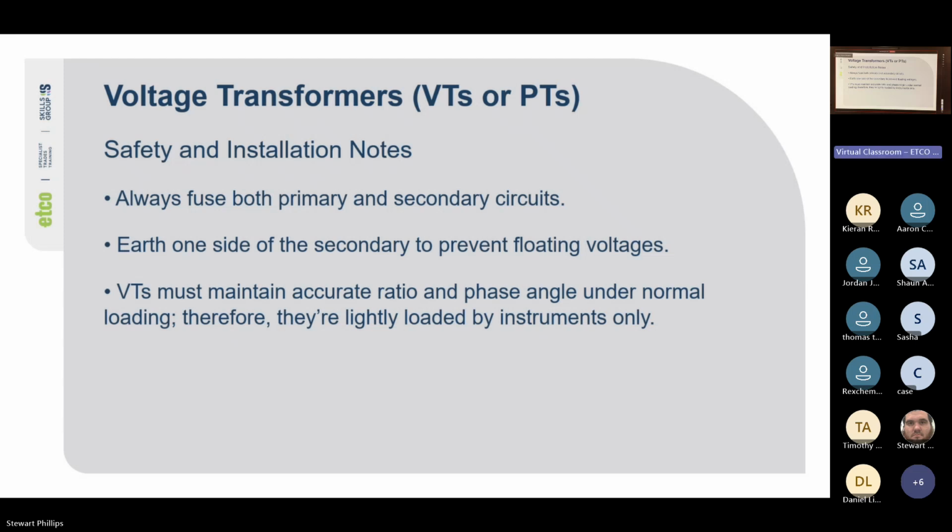So the reason we fuse both sides is to protect against faults on either winding and to prevent feedback from the secondary to the high voltage system, and to protect the low voltage from the high voltage side. So we protect the metering equipment from the high voltage side and we're protecting the high voltage from having feedback from the secondary onto the high voltage side.